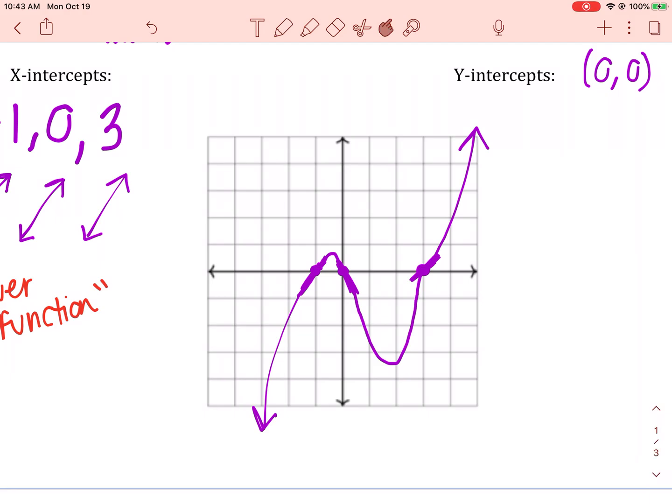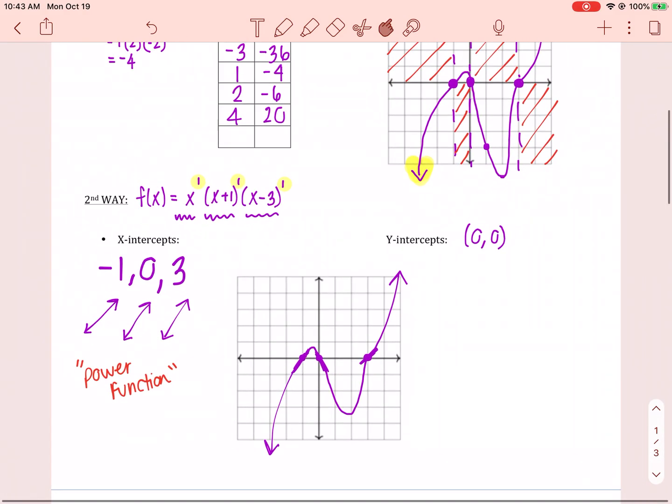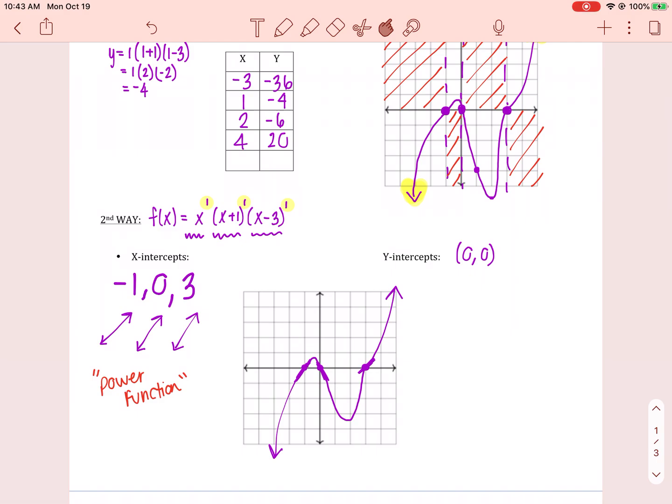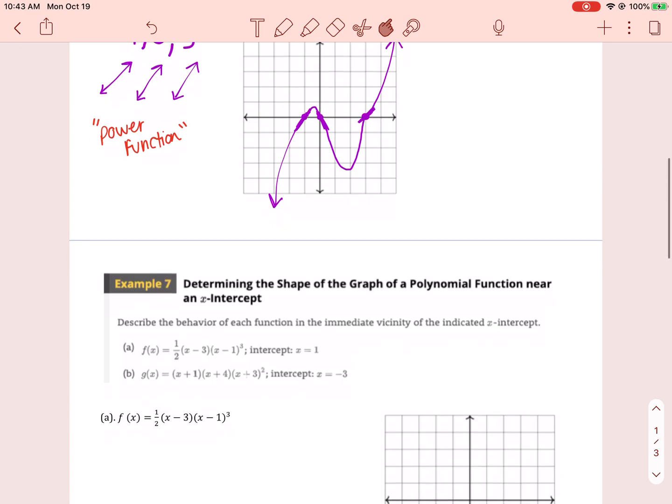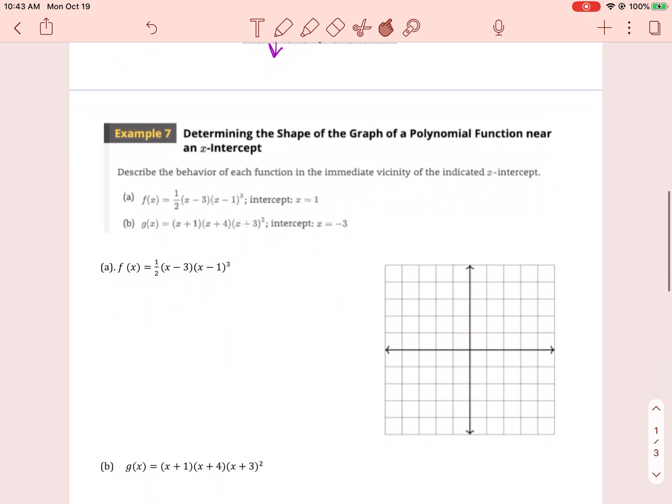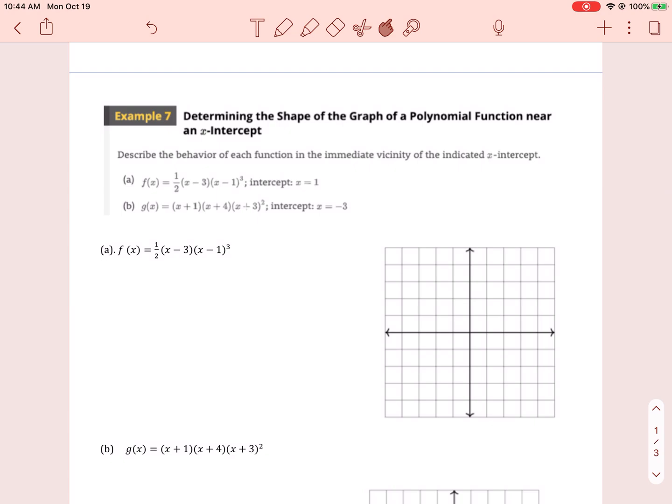Okay, so that's 2 ways to think of it. Again, it's a sketch, so don't worry about putting exact points, but it's really important to get the shape at the x-intercept and the ending behavior. Let's try a couple more. Example 7, determining the shape of a graph of a polynomial function near the x-intercepts. Really, this is honing in on the second way.